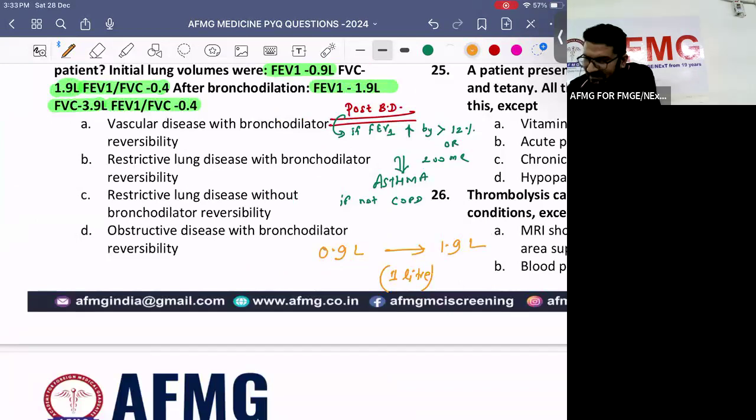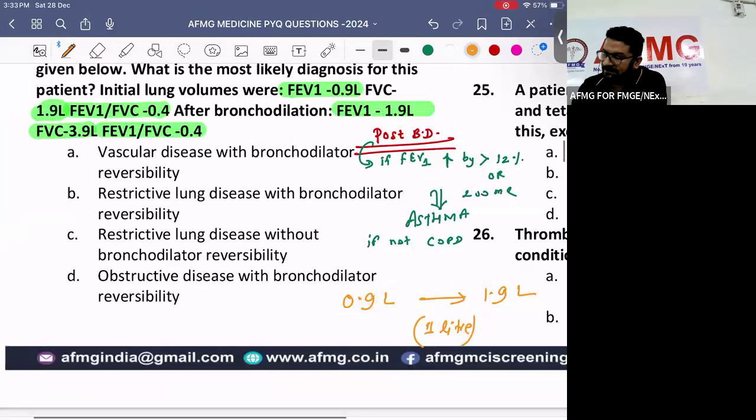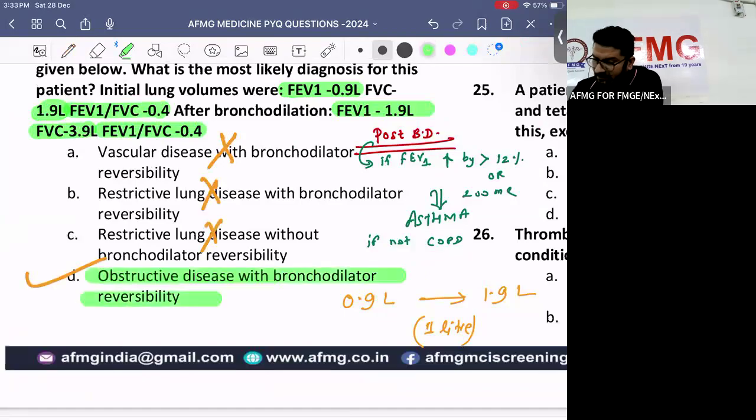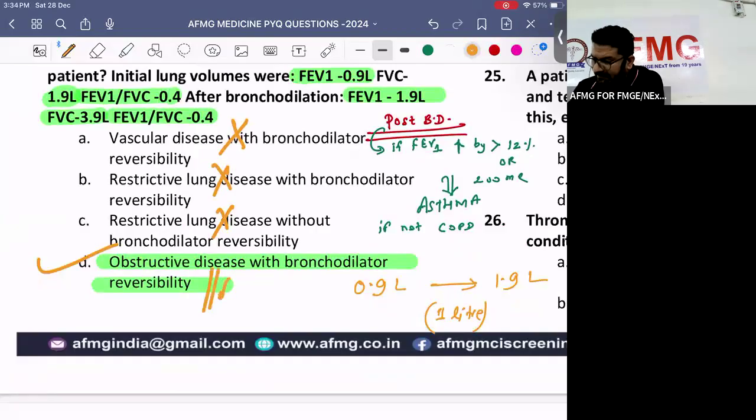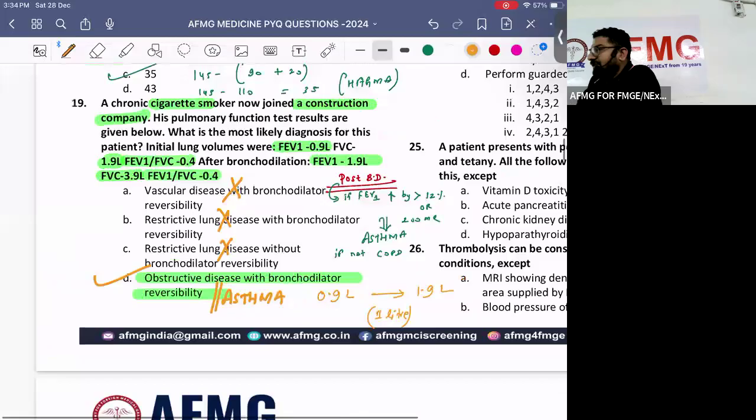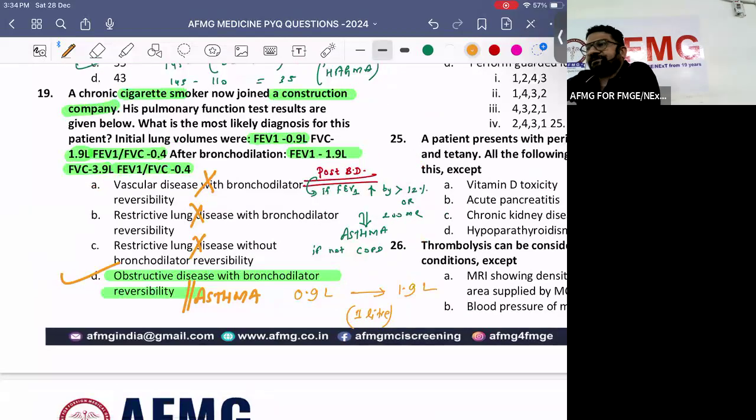Silly mistake. Okay, now see, is it a vascular disease? No. Is it restrictive lung disease? No. It is obstructive lung disease with bronchodilator reversibility. It means it is asthma. समझ आया? Silly mistake. तो क्वेश्चन को पूरा पढ़ना है, जस्ट कंस्ट्रक्शन कंपनी देख के रेस्ट्रिक्टिव लंग डिसीज नहीं, राइट?